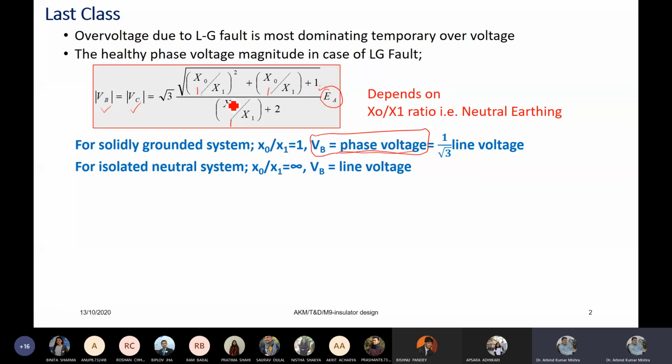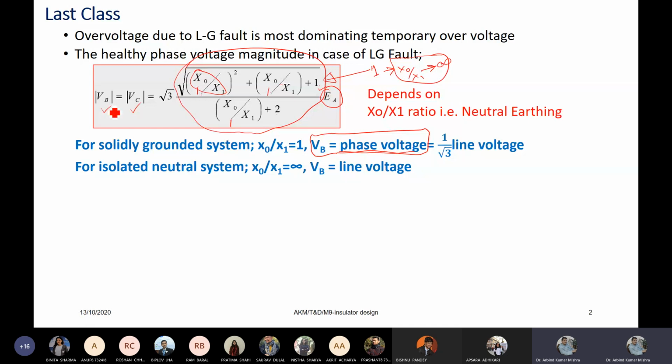For isolated neutral system, this x naught by x1 tends to infinity, and if it tends to infinity, you know the limiting value can be computed. If you do this limiting value, you will soon find that this quantity becomes one once x naught by x1 tends to infinity.